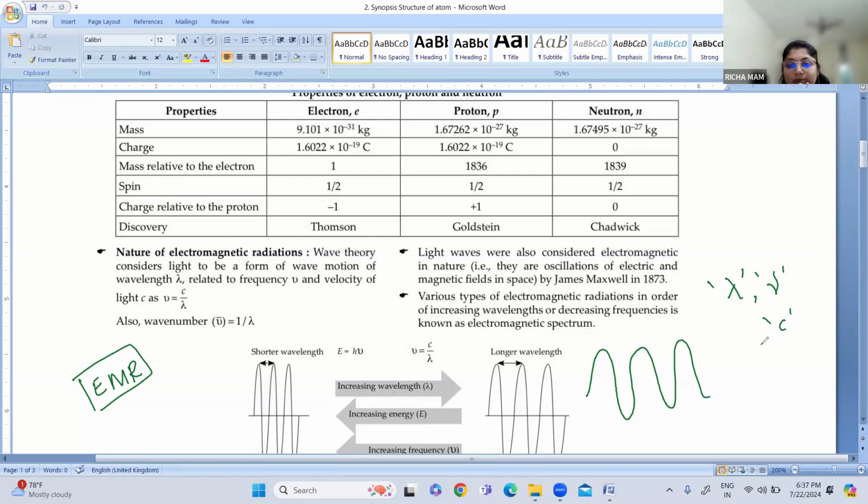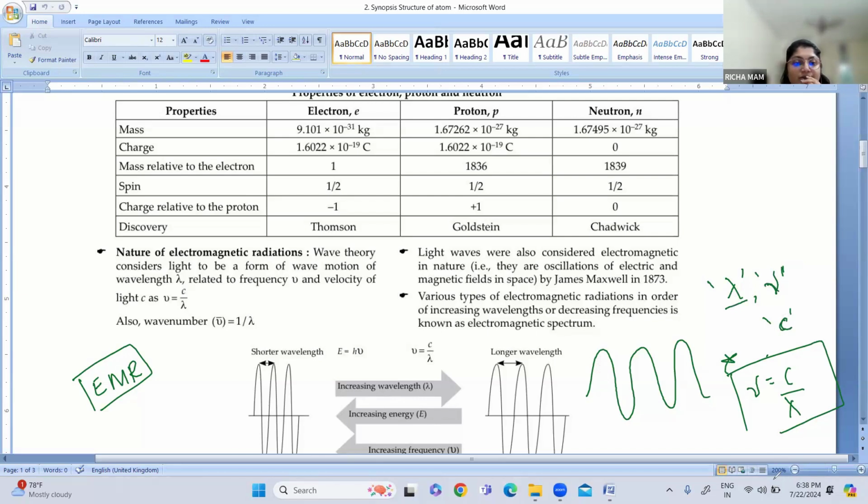So remember this formula: mu is equal to c by lambda. That is the frequency, and it is related to the velocity of light and wavelength as c by lambda. Please remember this formula also. We consider light in the form of a wave, and a wave is represented by wavelength lambda, mu is the frequency, and c is the velocity of light.